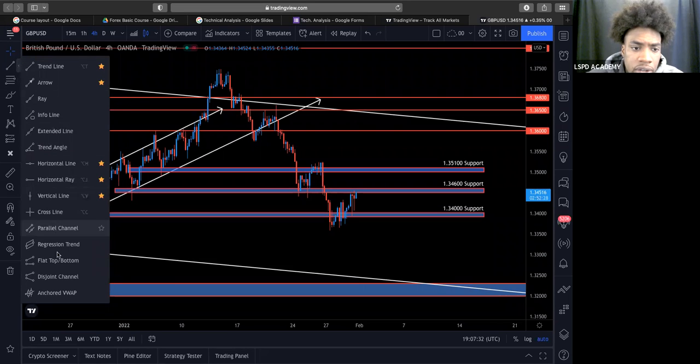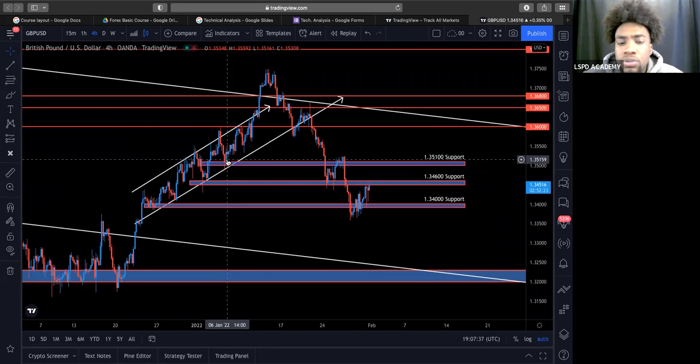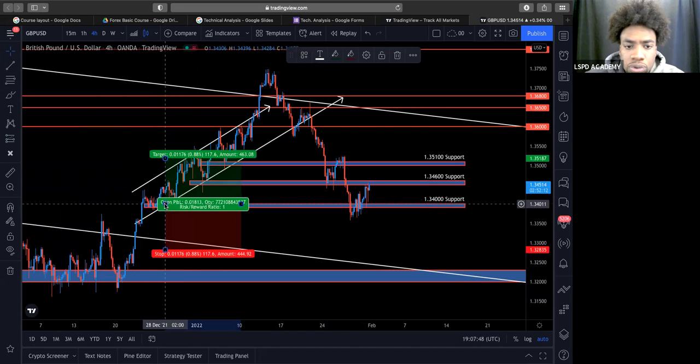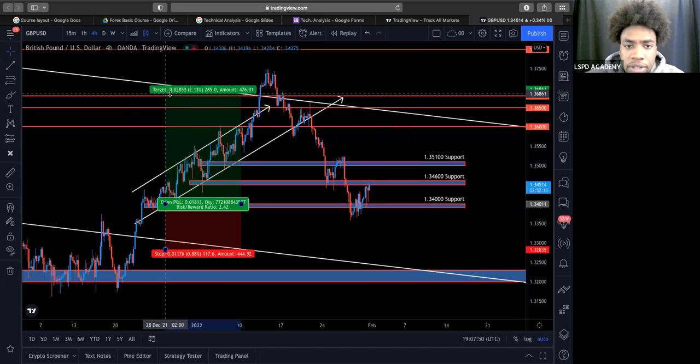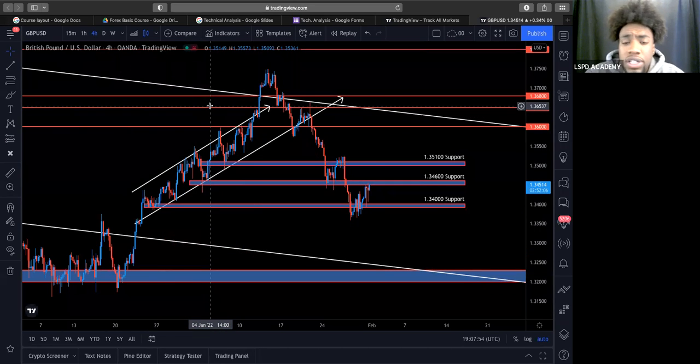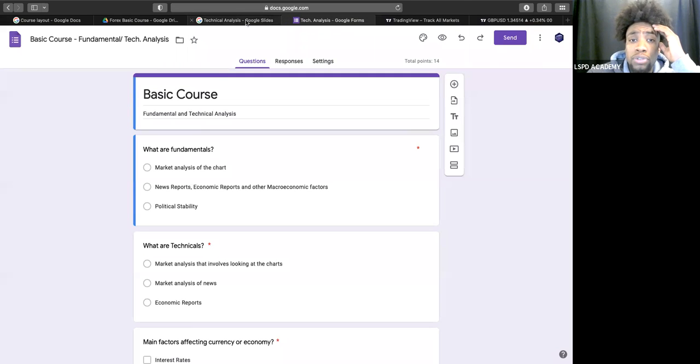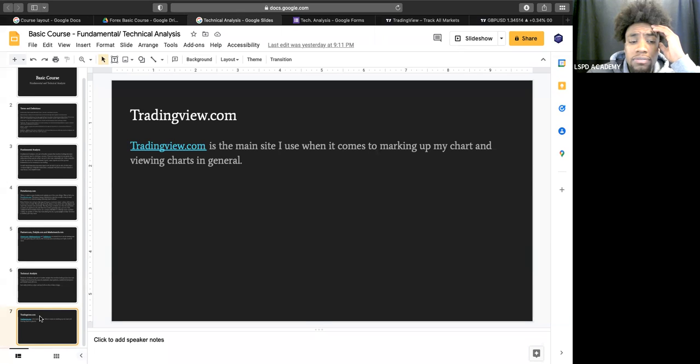But you see, you have a lot of these different drawing tools that just allow you to really interact with the chart on a more personal level, really dig into the fine details. Long tools, short tools, which calculate your pips for you. Things like that. Just a lot of tools in essence to make trading a lot simpler or easier when it comes to marking up, right?